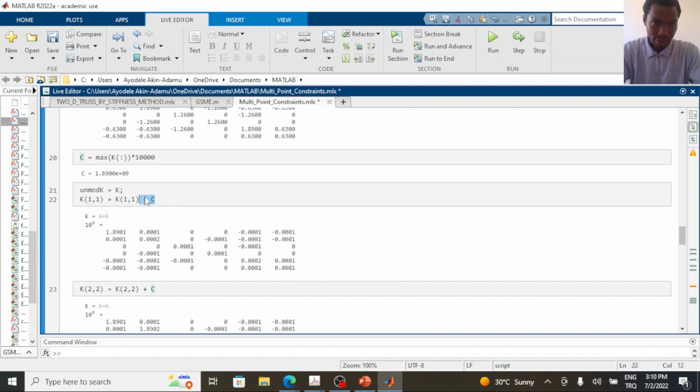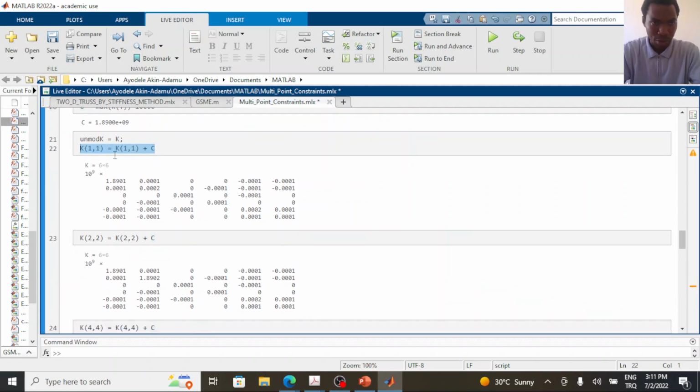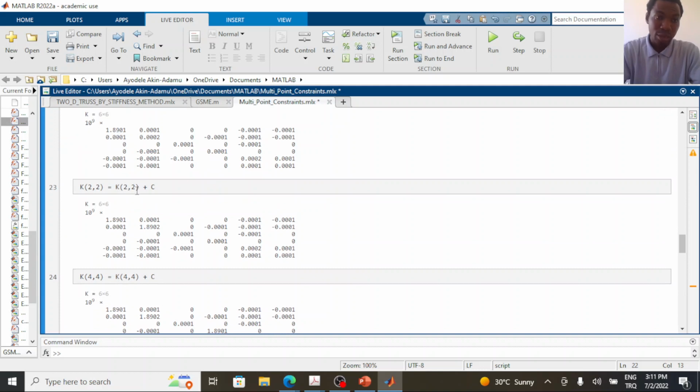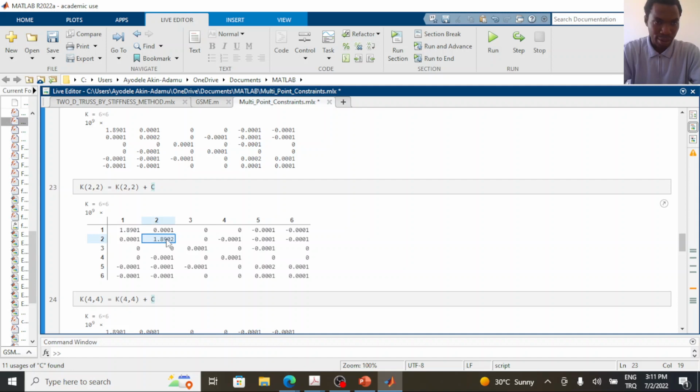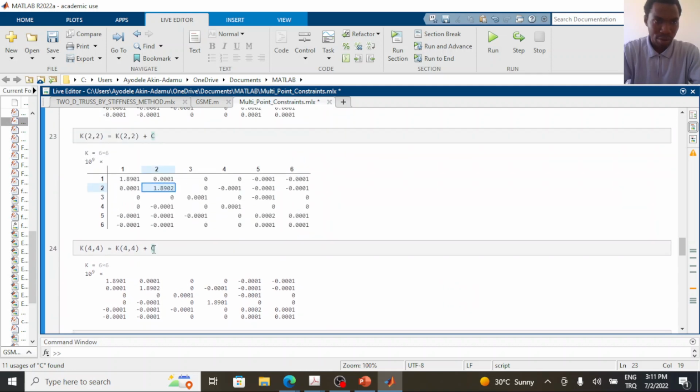So I'm now adding the C to position 1,1 of the global stiffness matrix. So this code does that. I'm modifying the global stiffness matrix now. I do that for position 1,1 because we have a support degree of freedom at position 1. Then I add C to position 2,2 of the global stiffness matrix. So this code does that. You can see the value here. This value of C has been added to this position. And the same thing is done for 4. We also add C to position 4,4 of the global stiffness matrix because we have a support degree of freedom at that point.